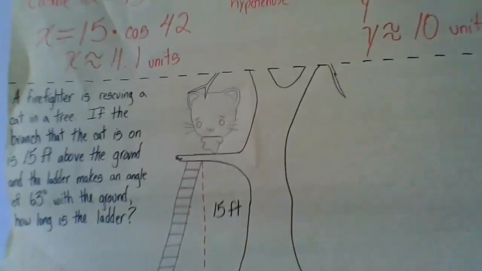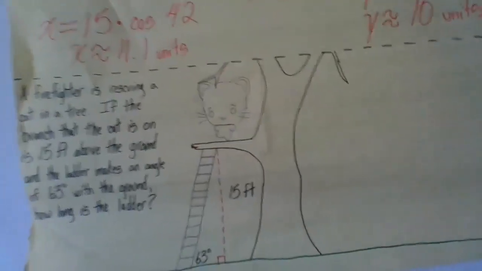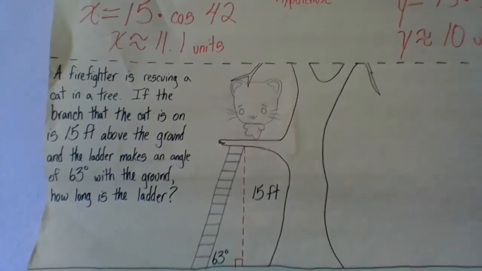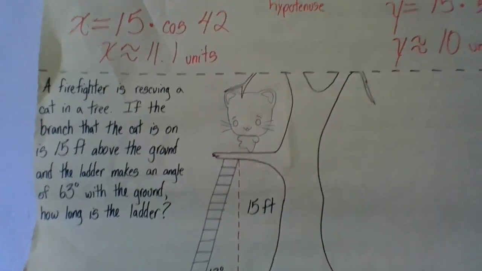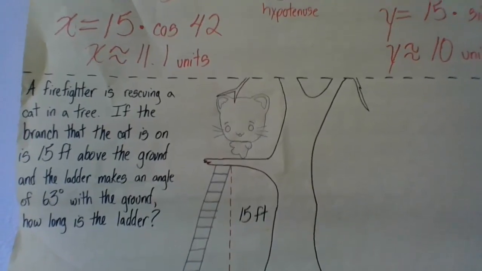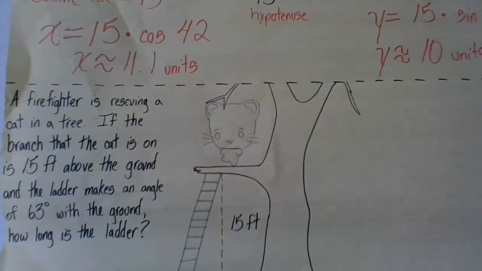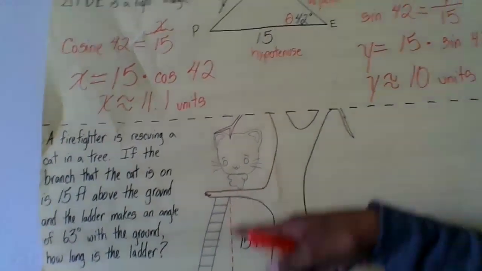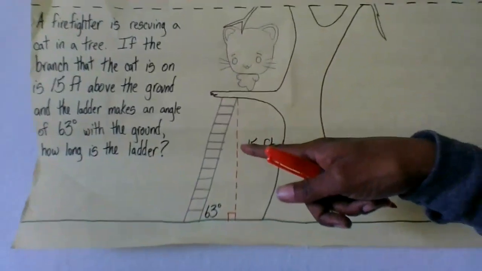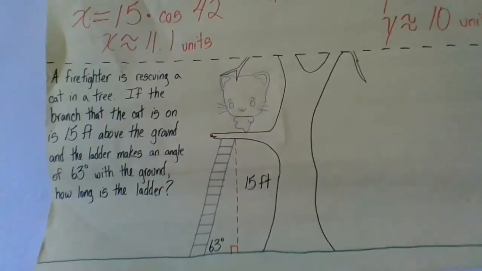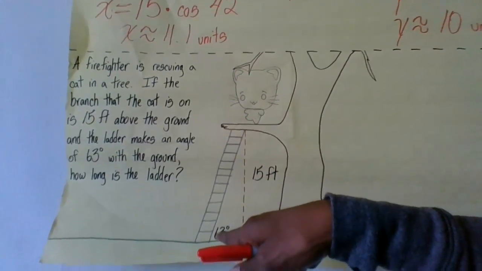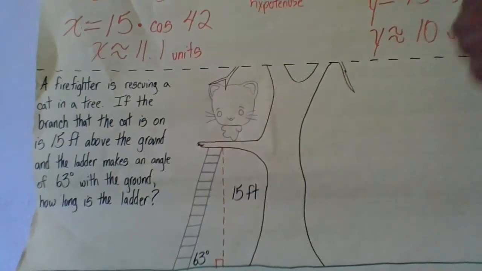Now we're really going to get tricky with it, because you've got to use trig in this word problem. A firefighter is rescuing a cat in a tree. You see my cat? Shout out to Sarah. Thank you for drawing that cute little cat for me. If the branch that the cat is on is 15 feet above the ground, oh okay, so now I see where this 15 came from. It's 15 feet above the ground, and the ladder makes an angle of 63 with the ground. How long is the ladder?